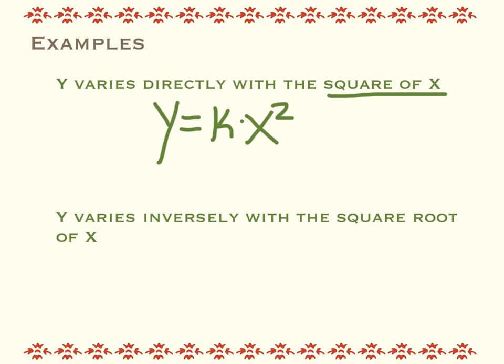Alright, the next one says y varies inversely with the square root of x. So that one would be y equals. Inversely, k divided by the square root of x looks like this. And I used square of x and square root of x in my examples because they're commonly mixed up. People see the word square and they think square root. But if I want the radical, I'm going to use the word root. Square of means to actually square the variable.